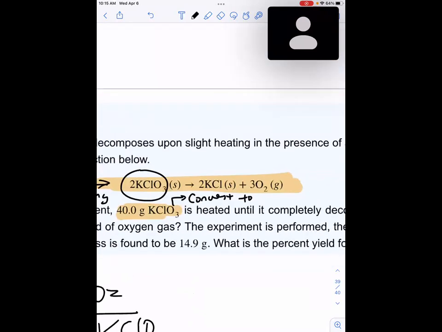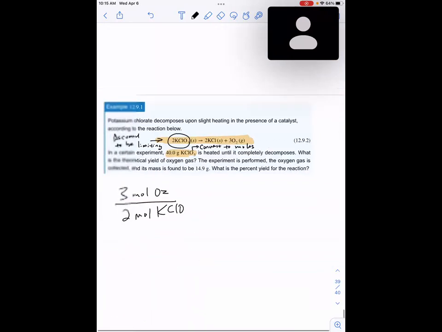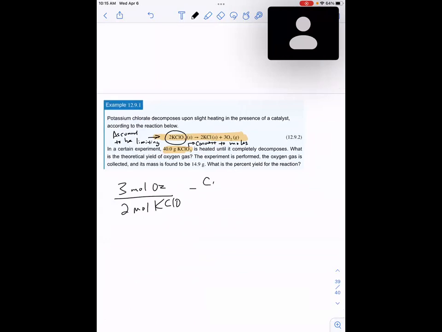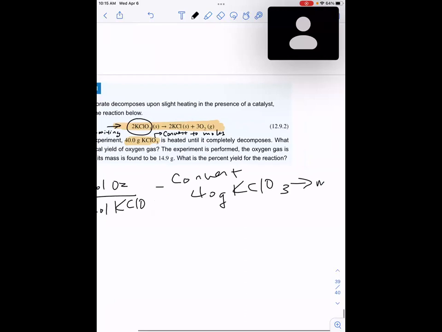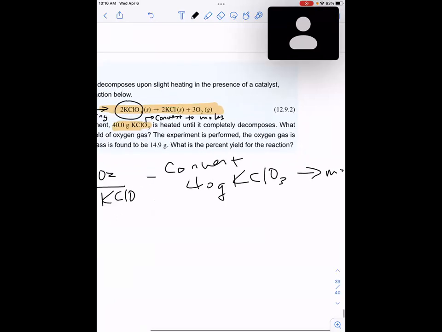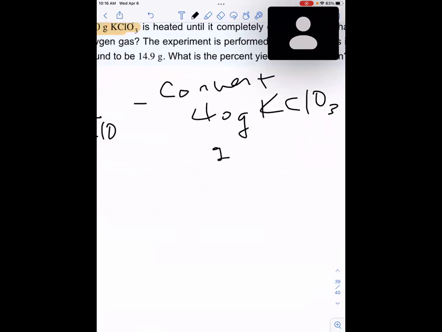How are we going to do that? We'll convert that to moles. What do we need in order to do that? If this sounds redundant or repetitive, it is, and it's repetitive on purpose, because the more you hear it, the more you touch it, the more you do it, it's going to stick. So I need to take grams over molar mass to give me moles.